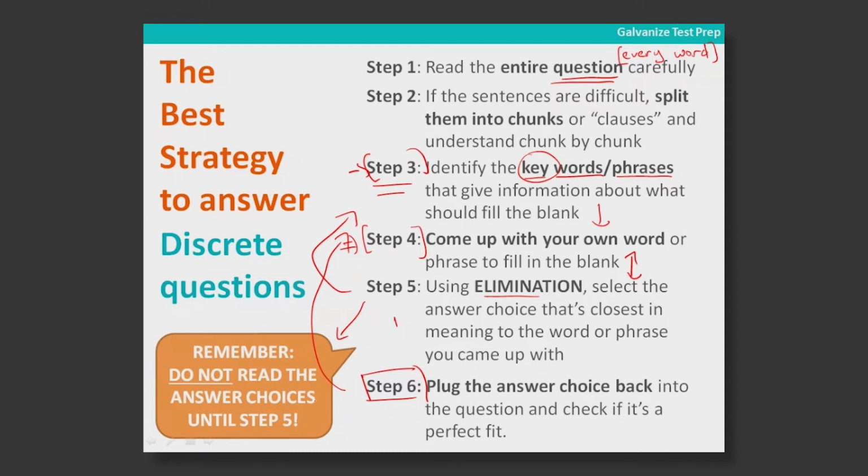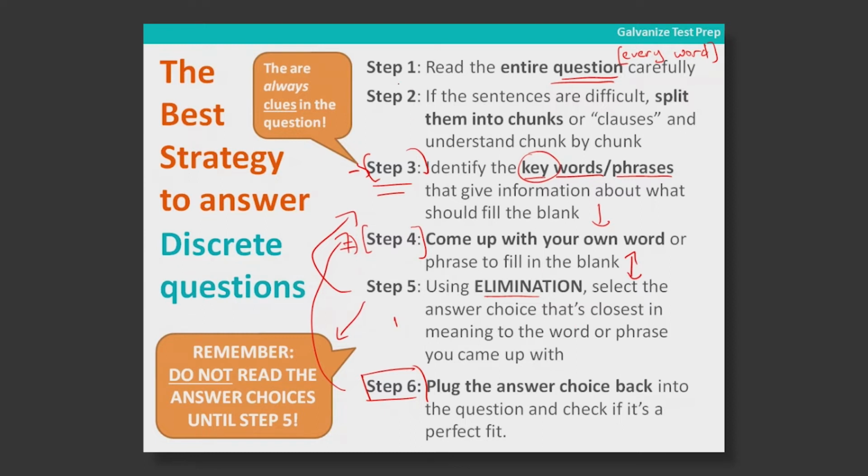You need to not read the answer choices until you know how to fill the blank. So please avoid doing this. Look for the clues in the question and then proceed. I'm going to stay here for a few seconds for those of you who just want to take these steps in and be a little careful.